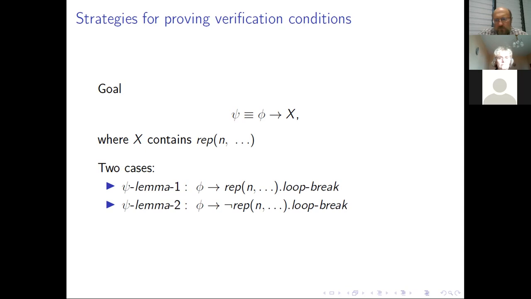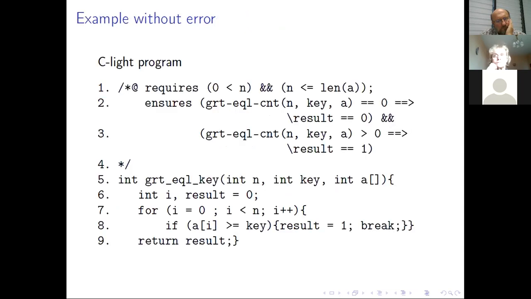We have defined a special field, loop break, of the return value of the rep function. This field is true if and only if loop break is executed. Let us consider this program without error. We use a correct if condition in this case.